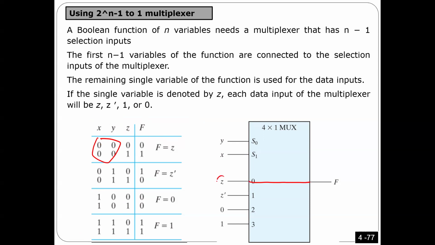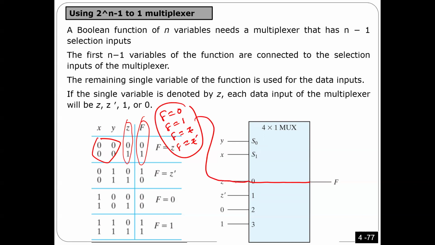Now, what I'm going to put here: I will see what the relation is between Z and F. I will find the relation, either F equal to 0 all the time, F equal to 1 all the time, or F equal to Z, or F equal to Z prime. I will see whatever the relation is, and then I will input it here. So let's look at this case. When Z equal to 0, F is 0. Z equal to 1, F is 1. So what is the relation? F equal to Z. So I'm going to put Z here.